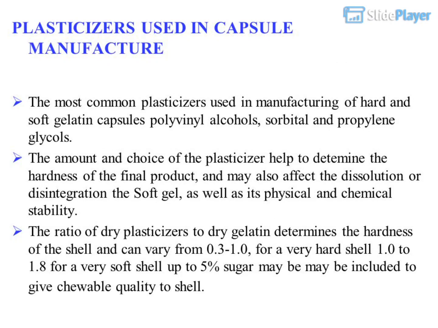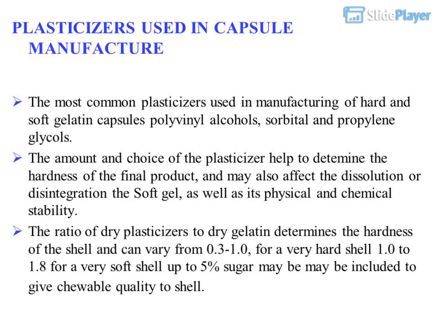Plasticizers used in capsule manufacture. The most common plasticizers used in manufacturing of hard and soft gelatin capsules are polyvinyl alcohols, sorbitol and propylene glycols. The amount and choice of the plasticizer help to determine the hardness of the final product, and may also affect the dissolution or disintegration of the soft gel, as well as its physical and chemical stability.